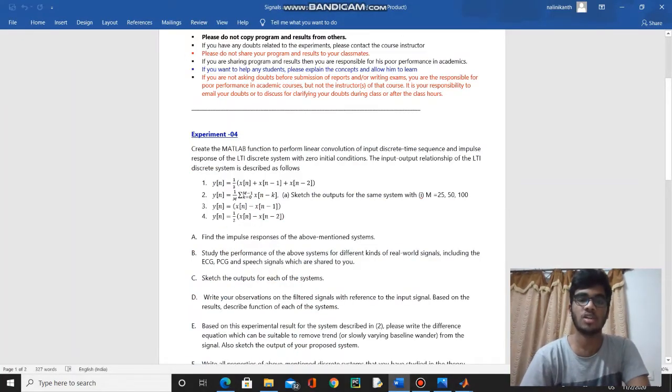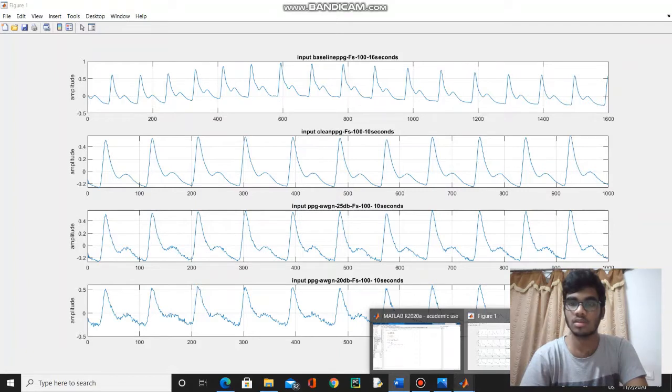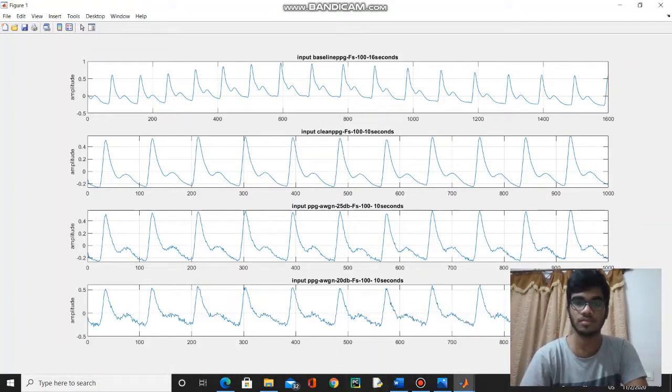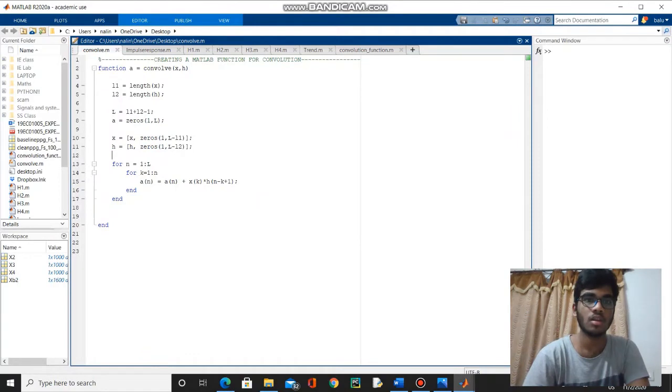In the next part, we are asked to study the performance of the above systems using four different kinds of real world signals, including the PCG, ECG and speech signals. The four input signals look like this. These are the four input signals, and to perform convolution I have written a function in MATLAB. Over here we can see that the function needs inputs: the impulse response of the system and the input signal.